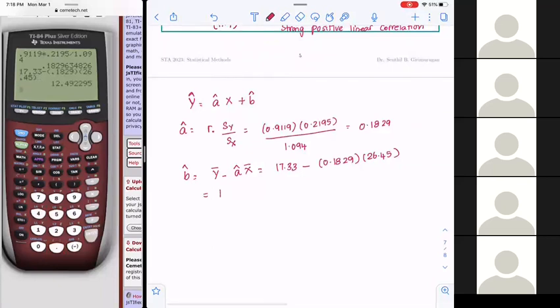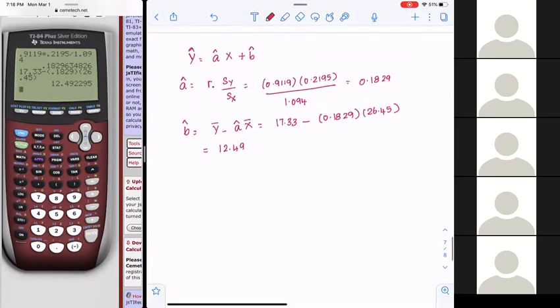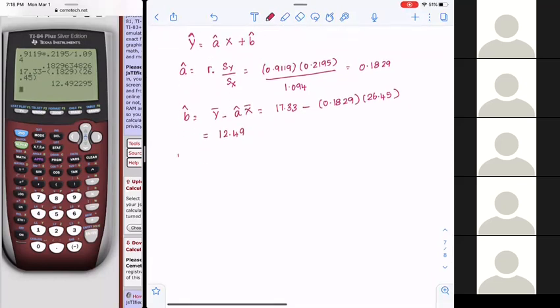And that gives me a value of 12.4922. So the fitted model is y hat equals 0.1829x plus 12.49.